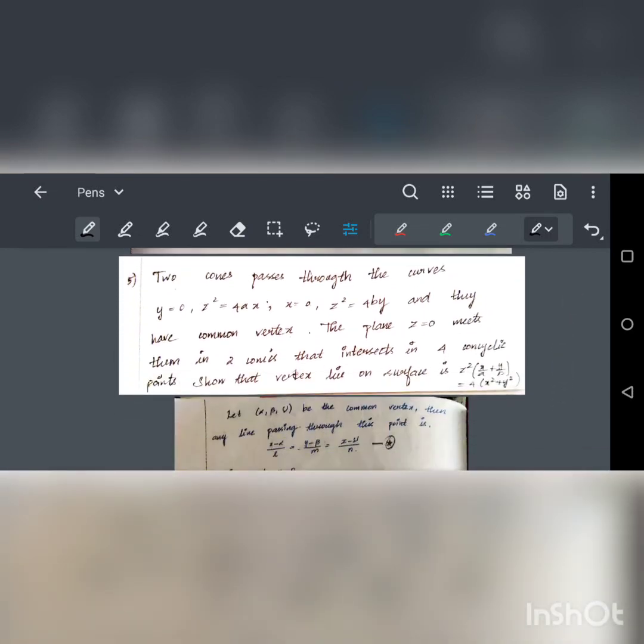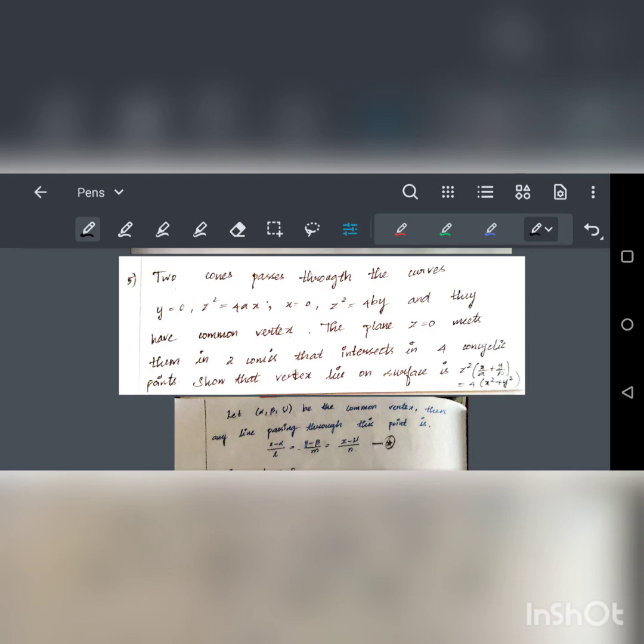Two cones pass through the curves y is equal to 0, z square is equal to 4ax, and x is equal to 0, z square is equal to 4by, and they have a common vertex. The plane z is equal to 0 meets them in two conics that intersect in 4 concyclic points. That is, all these things will meet in a circle. Concyclic means all the points will lie on a circle. What we need to show is that the vertex lies on a surface, z square into something is given. So we need to find this.